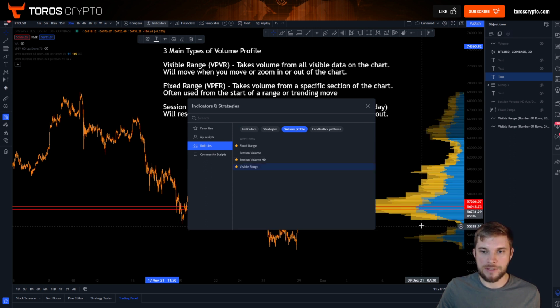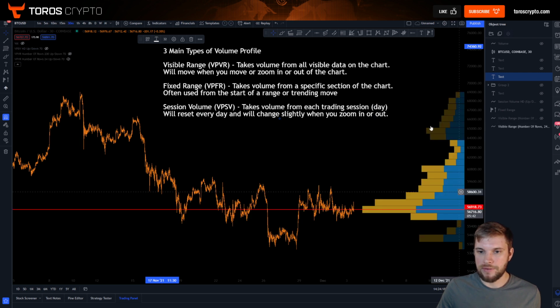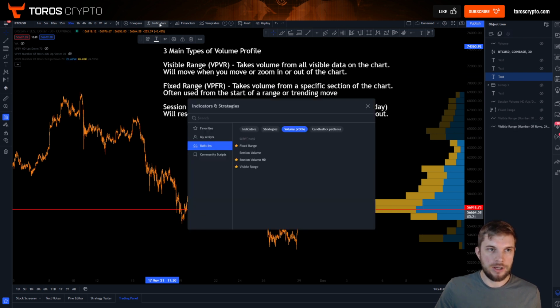Okay, so if I click my visible range, what this does is it gives me this volume profile on the side. Now that looks a little bit different to the one that I've just shown you here. There's a lot less bars, and again, we'll cover that in just a second on how you can adjust this to suit your own chart and your own trading strategy. Okay, so that's how you would find the VPVR, or the visible range, by going into your indicators, built-ins, volume profile, and here it is at the bottom.